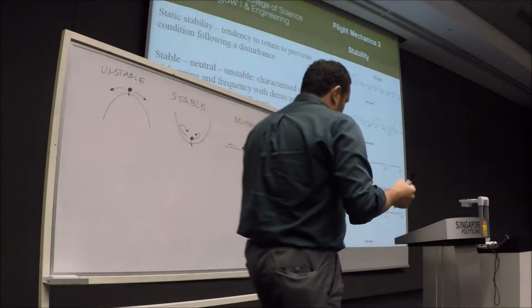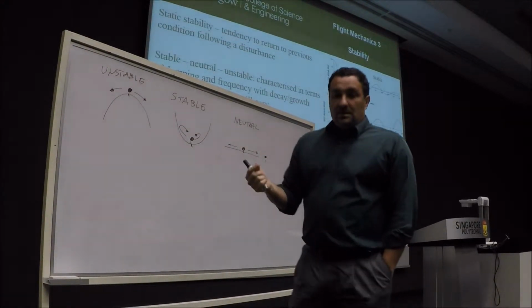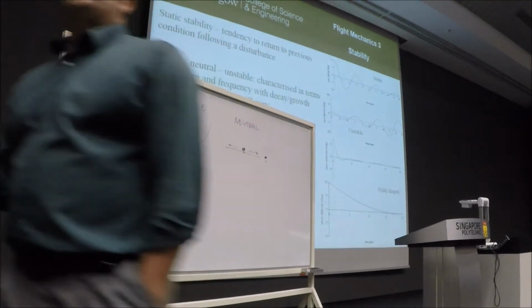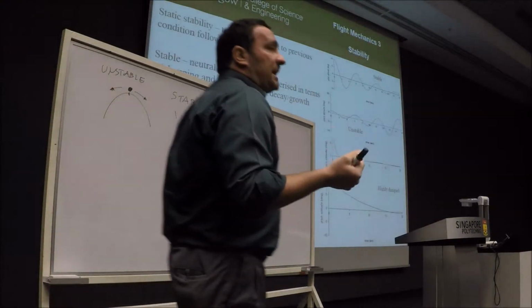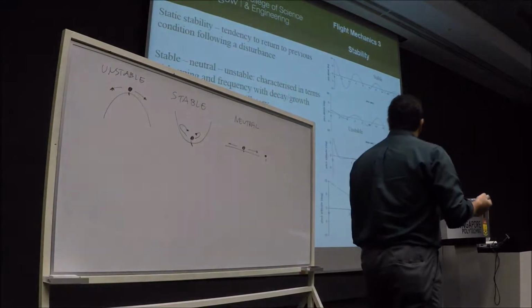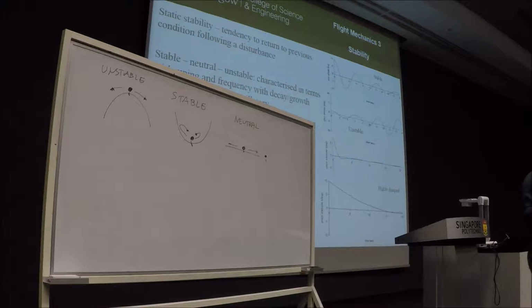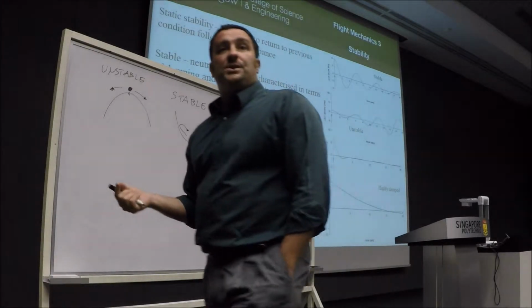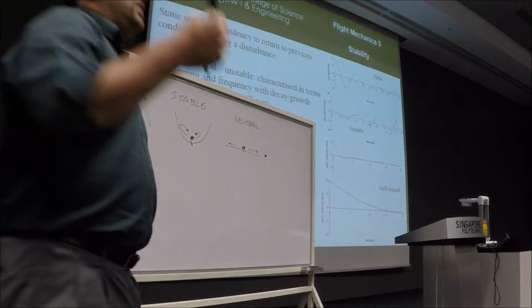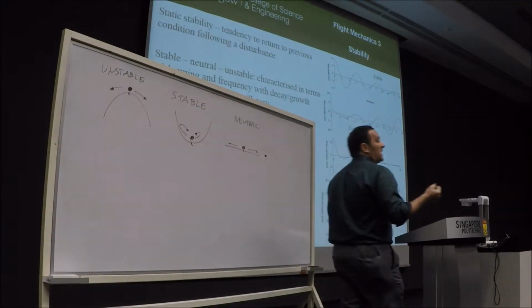The configuration, or how the aircraft reacts to a perturbation, is characterized in terms of damping and frequency. And this tells us how quickly or how slowly the aircraft is going to converge to the equilibrium position, or how quickly or how slowly it is going to diverge from it.